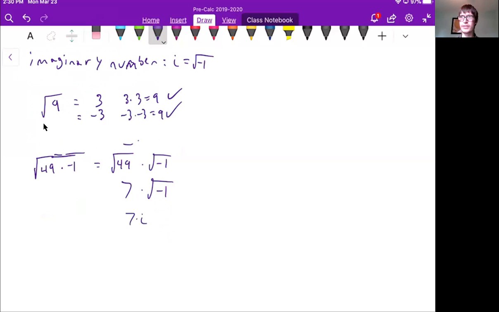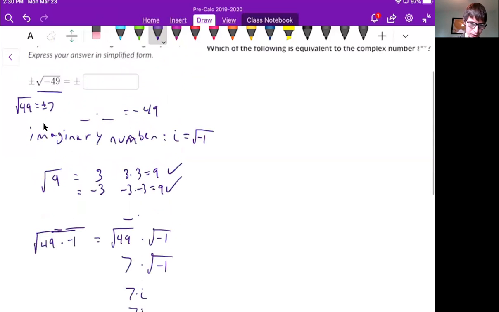I hope that wasn't too confusing. 7 times an I, which is 7I. If you have more questions about that, please let me know, and I can walk you through it more thoroughly and more slowly. So the answer to plus or minus the square root of -49 would be plus or minus 7I. Okay.